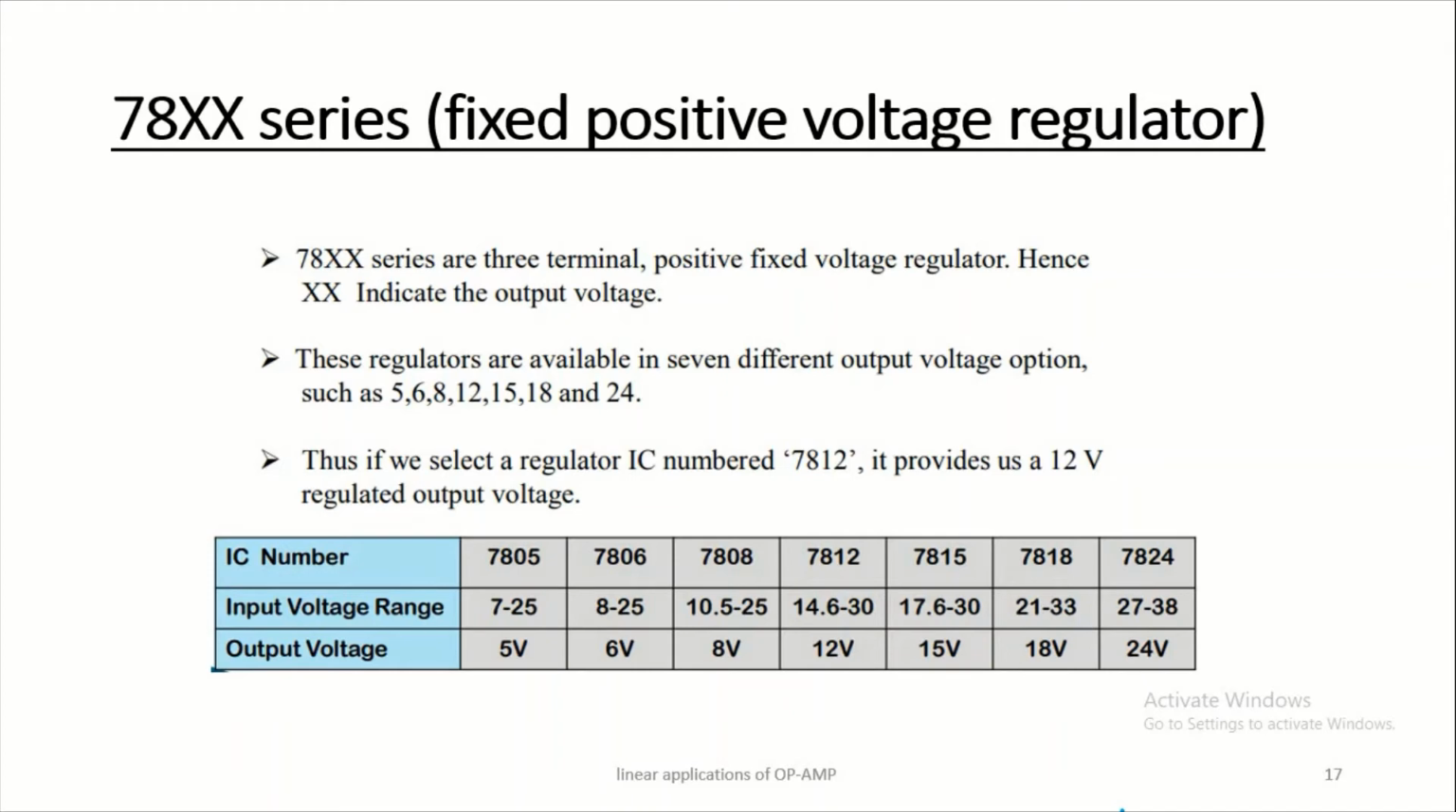The features of this regulator are internal thermal overload protection. Second is internal short circuit current limiting. Third is output current up to 1.5 ampere, and it satisfies the IEC specification. International Electrotechnical Commission specifications are satisfied, and the package is TO 220 AB.